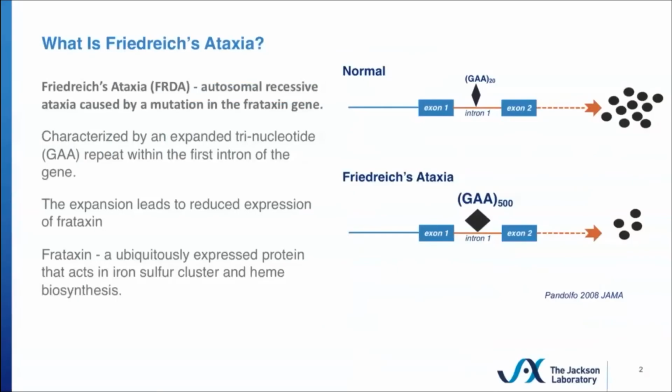So I'm going to talk a little bit today about Friedreich's ataxia, which is an autosomal inherited disease. At the Jackson Laboratory, we have a mouse repository full of mouse models that are available to the scientific community to help with not only the research, but the advancement of various forms of disease. And certainly we're very concerned with all aspects of disease.